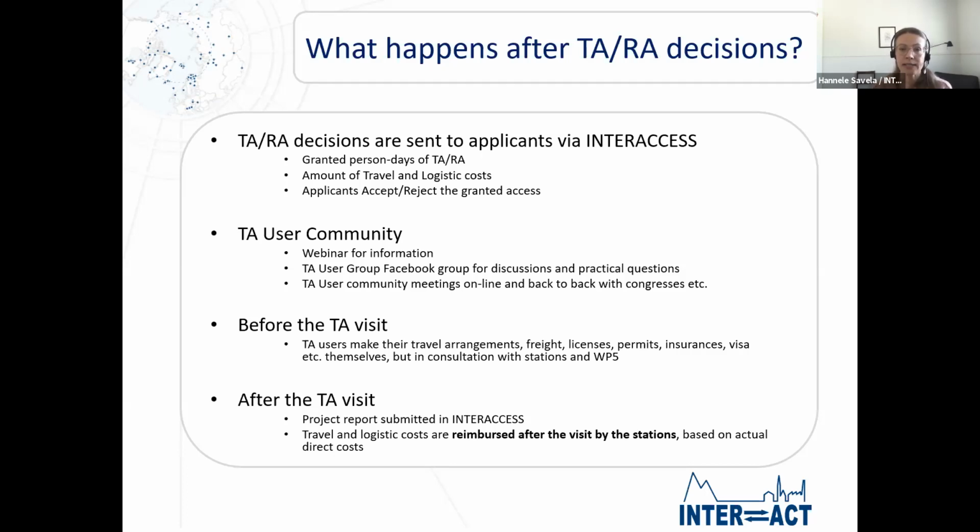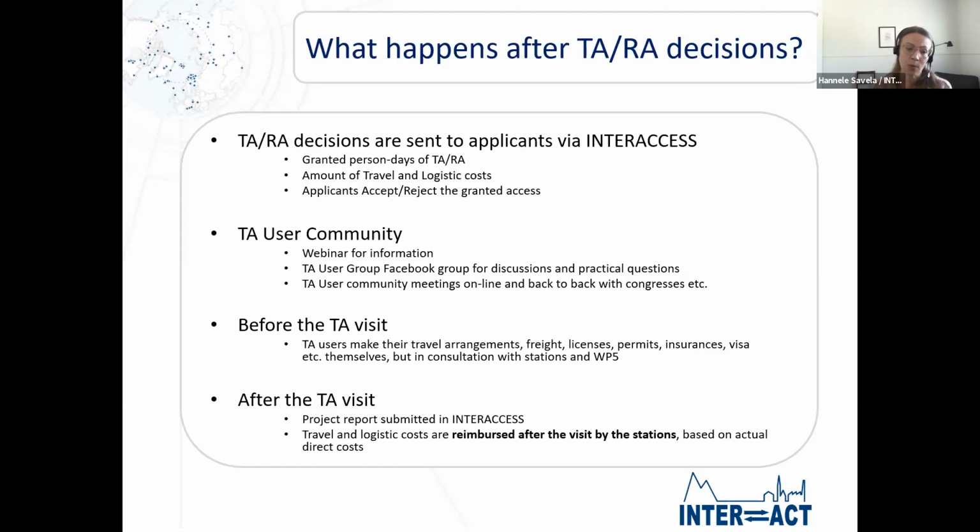Then after your transnational access visit, you are required to submit a project report. There is a very simple and short template for that available in InterAccess. So you simply select your project for the reporting, and that opens this reporting form, and then you type your text into the form and submit it. That's quite a simple procedure. And at the same time, we also ask for some feedback from you about the transnational access.